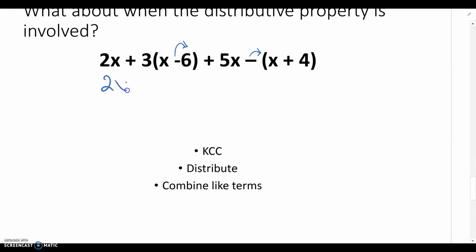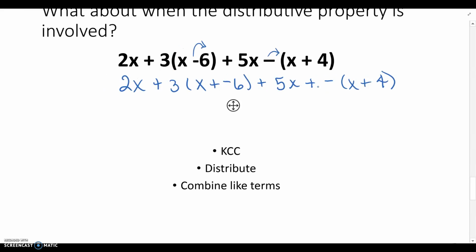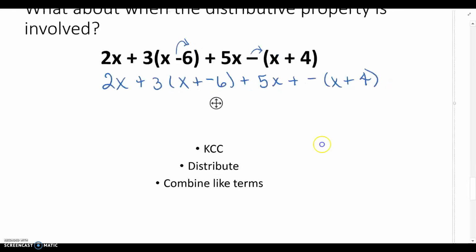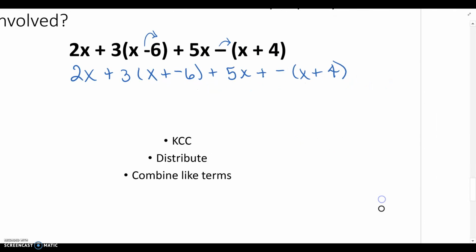I'm going to do 2x plus 3 times x plus -6 plus 5x. And you can make this an opposite sign here. And that's the same thing as putting a -1 there, by the way. You can think of it as an opposite or -1. So now we're going to do our distributive property.